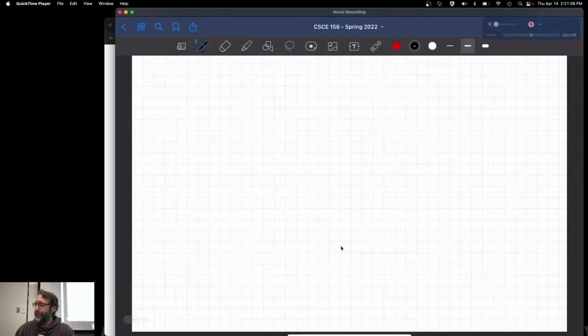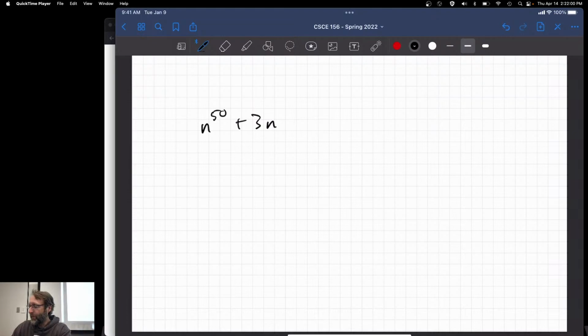Example 2. N to the 50 plus 3n to the 49 plus 7n to the 48 plus 17n to the 47th... If I gave you a degree 50 polynomial, how excited would you be to find all those roots?